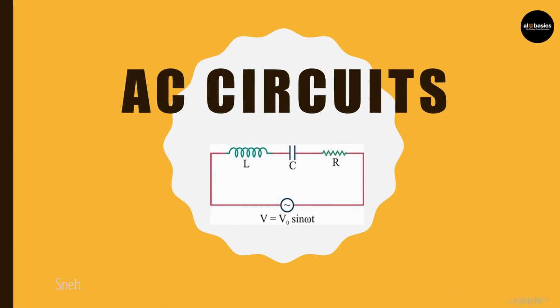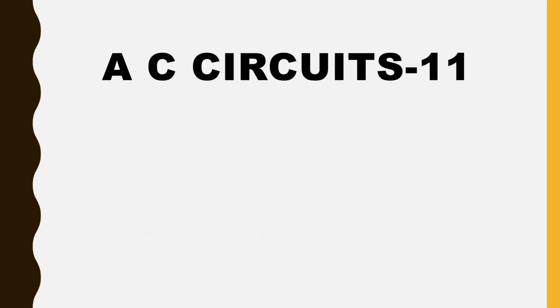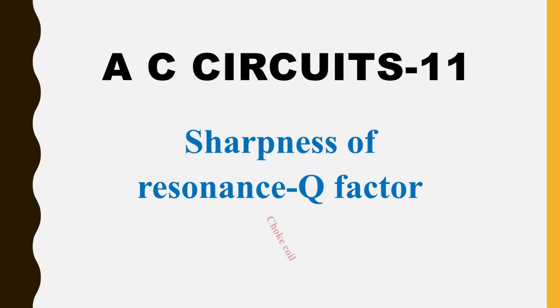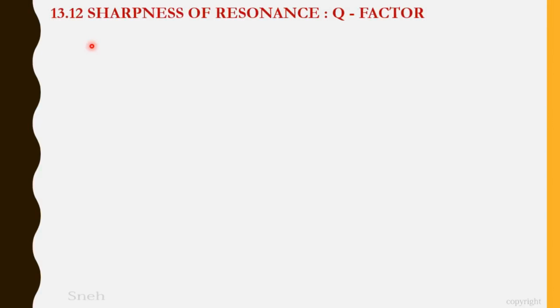Today we'll discuss AC circuits, which is the 13th chapter from the Maharashtra State Board Physics syllabus. The last topics of the AC circuit chapter are sharpness of resonance, Q factor, and choke coil. Today let us discuss sharpness of resonance and Q factor.